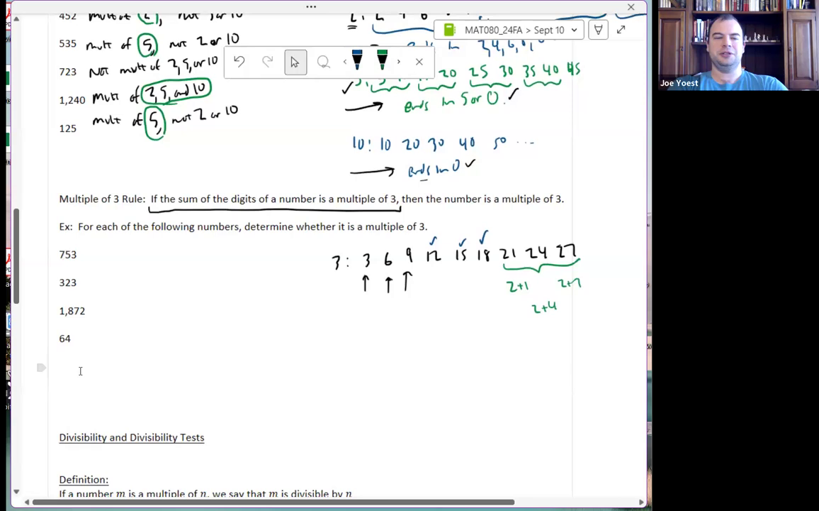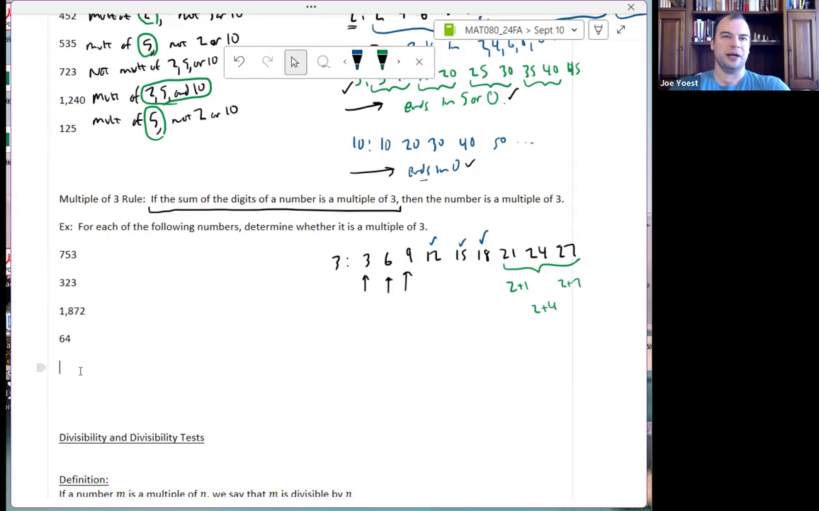What about a harder number like, say, 753? I don't know right away whether this is a multiple of 3. It's too big of a number. I could start trying numbers like, what's 3 times 100? Well, that's 300. I need to go bigger. What's 3 times 200? That's 600. I'm getting closer. What's 3 times 300? That's 900. I overshot. So I need to pick a number between 200 and 300. What's 3 times 250? That's 750. I'm getting pretty close.